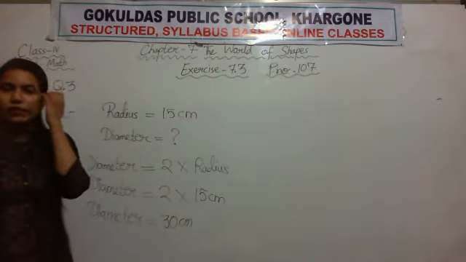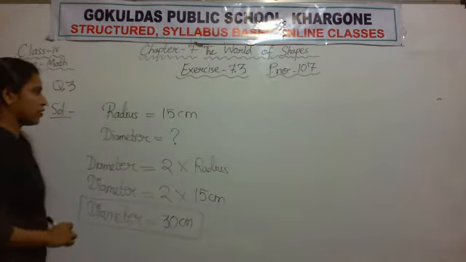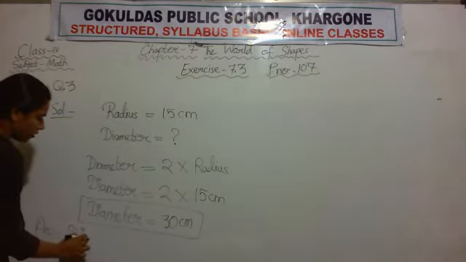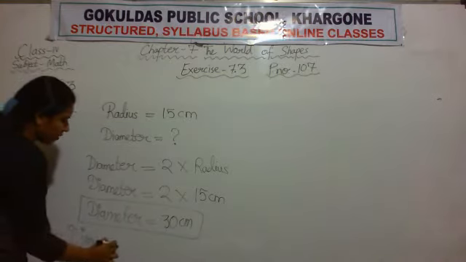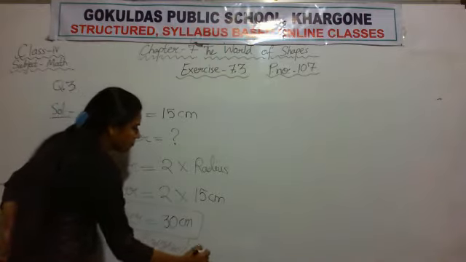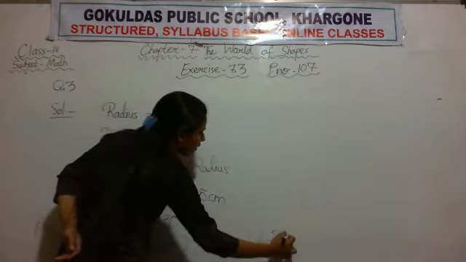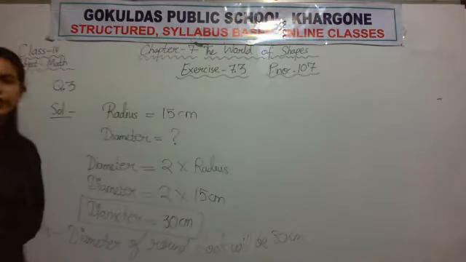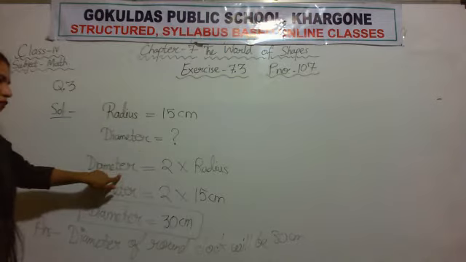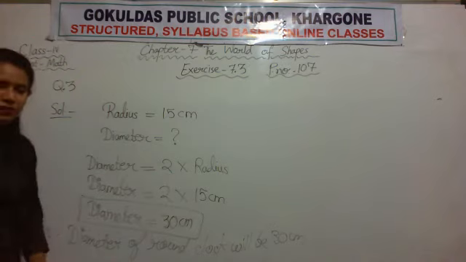So the diameter of clock is 30 centimeter. What will be your answer? Your answer will be: diameter of round clock will be 30 centimeter. Okay. Radius was given, you want to find diameter. So by using the formula diameter equals 2 into radius, we got our diameter.